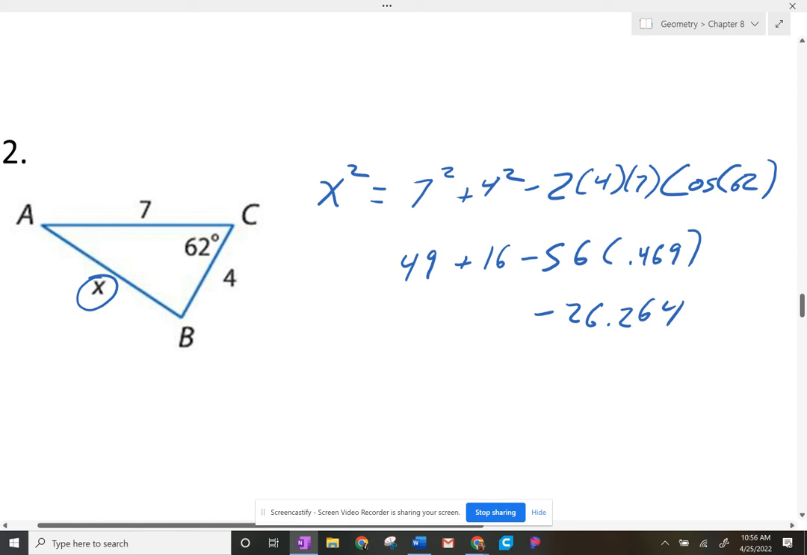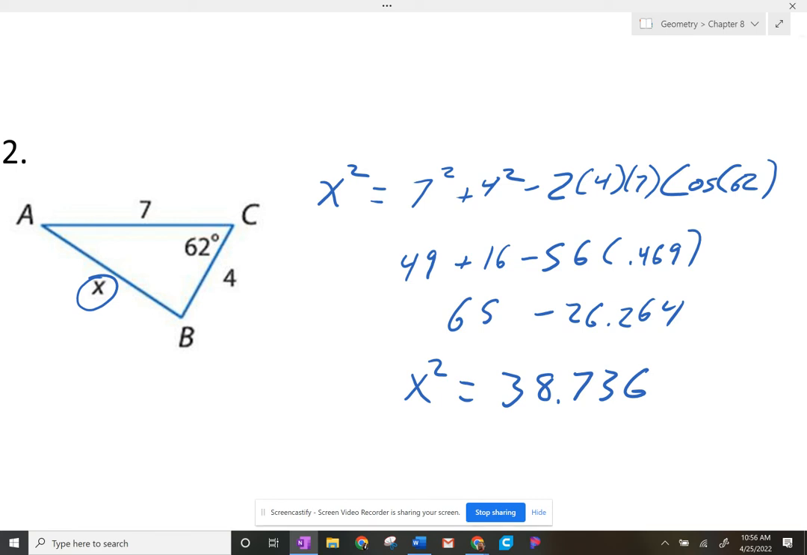49 plus 16 is 65. So 65 minus 26.264, I get 38.736. So x squared equals that. Don't forget I need to do the square root of that. And I am left with that length is 6.2.